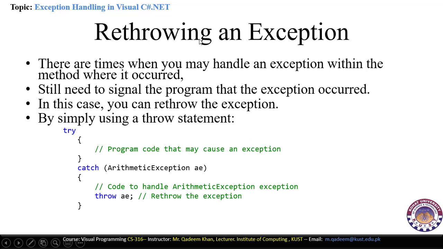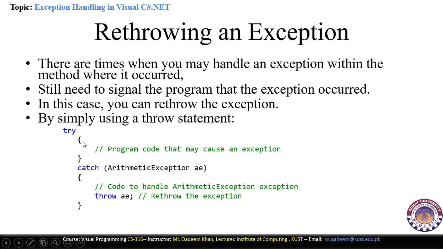Rethrowing an exception. Sometimes we want the exception within a method to be rethrown. That means it will be thrown again. So when it occurs, we still need to signal to the program that the exception has occurred. In this case, we write the rethrow of the exception here. For example, if we still want to rethrow the exception, then we will use throw.